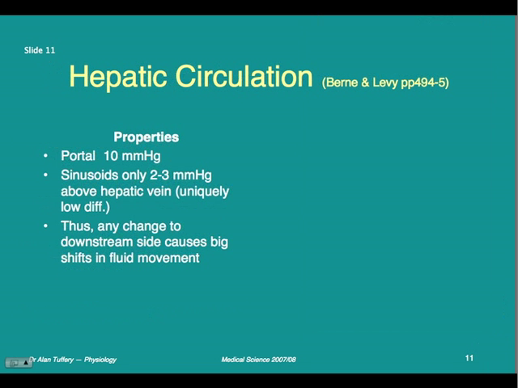Okay, now the hepatic portal vein is a low pressure system, 10 millimeters of mercury. That's what that stands for.